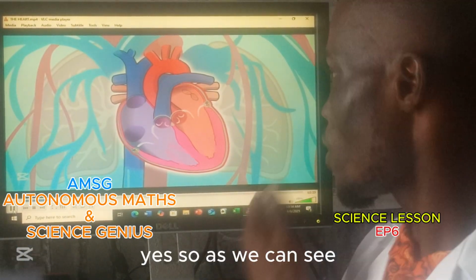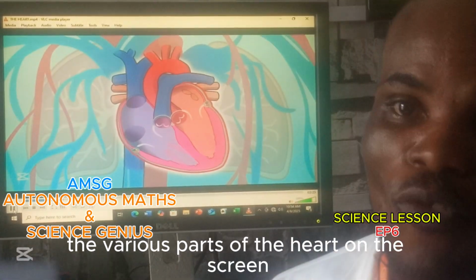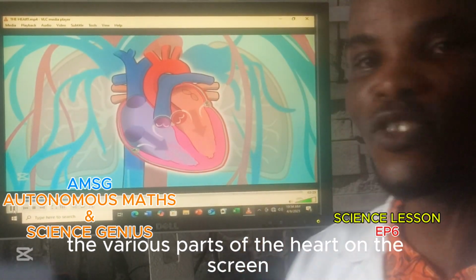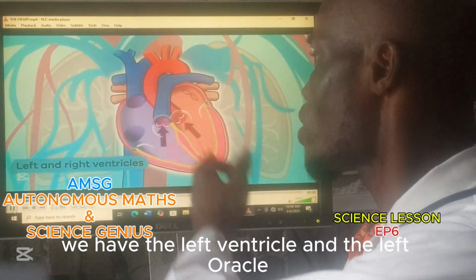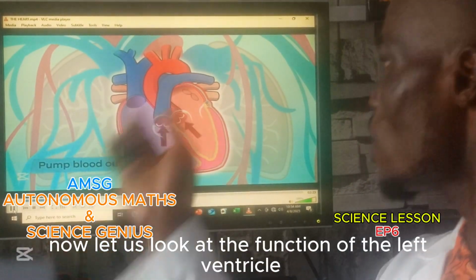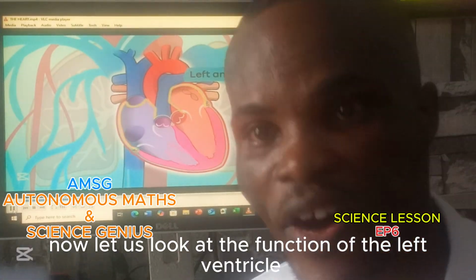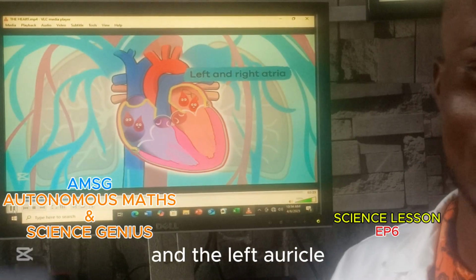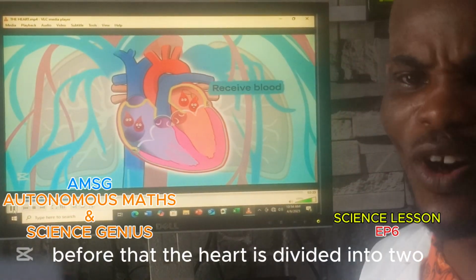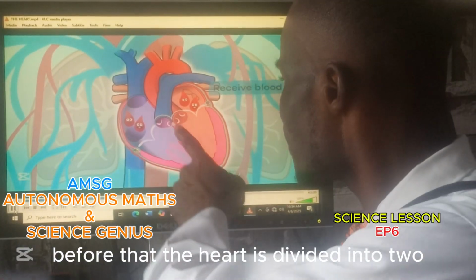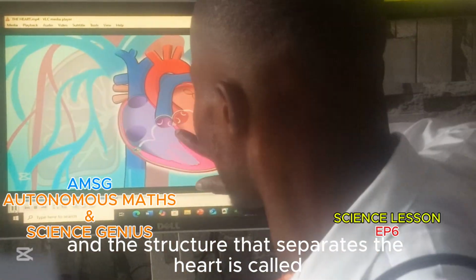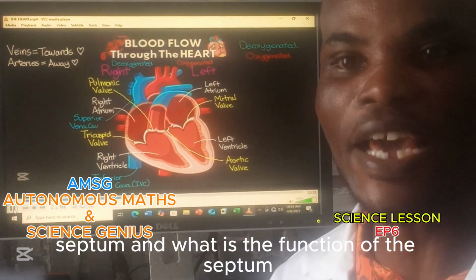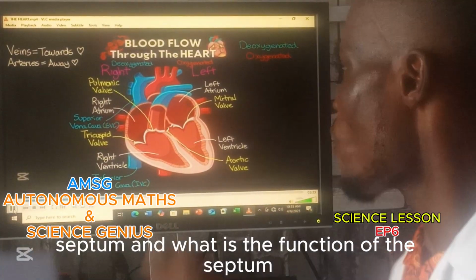Yes, so as we can see the various parts of the heart on the screen. Now, aside this, we have the left ventricle and the left auricle. Now, let us look at the function of the left ventricle and the left auricle. Before that, the heart is divided into two, and the structure that separates the heart is called the septum. Septum. And what is the function of the septum?